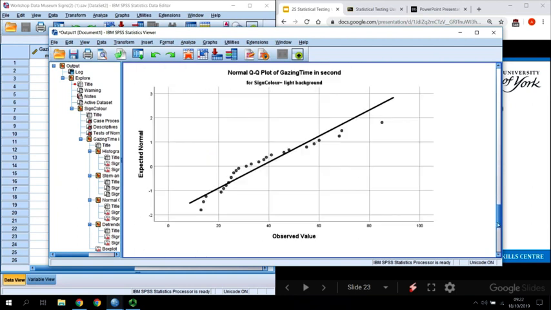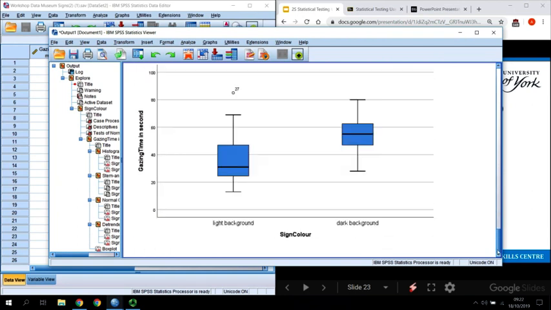The only other thing I'm going to talk about in this output are these box plots we've got here. Box plots are good because they show us outliers. So here you can see the light background has this outlier, and you can decide to do different things with outliers. It might be okay to exclude data, but you might not want to throw away that data. You might want to run the test with and without the outlier to see how it affects it.